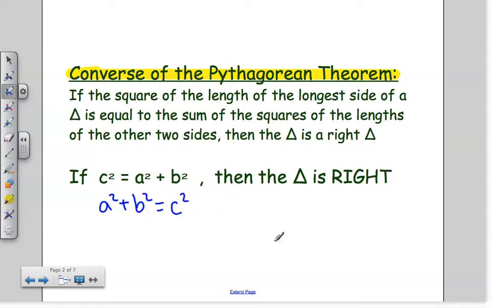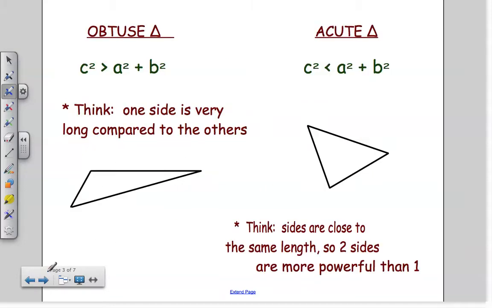And why do I keep saying that word potential? Because you don't know for certain until you test this out. If these two things are equal, yeah, it's a right triangle. If not, well, then it's not a right triangle. And actually, if you think of the other triangles it could be acute or obtuse. And we can even make that determination as well based on what we get with these results.